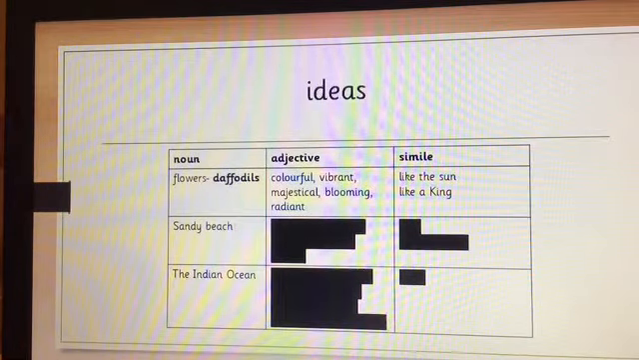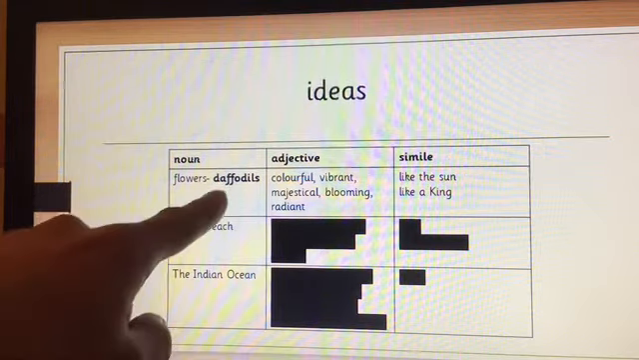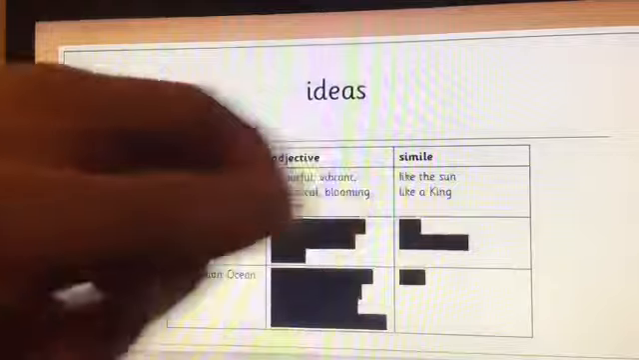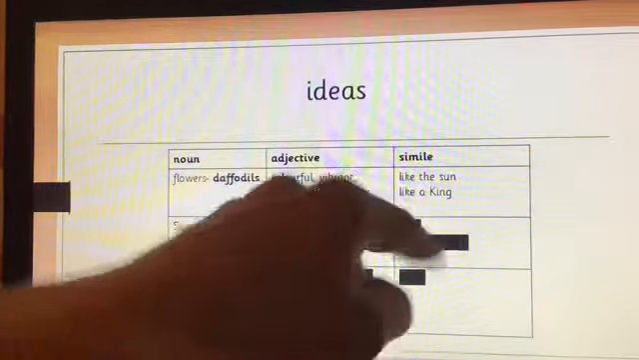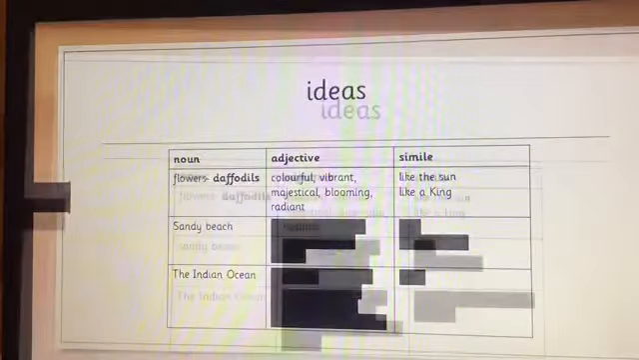Okay, so here are some of the adjectives that I thought of. Colourful, vibrant, majestical, blooming, radiant. And for similes, particularly for daffodils, I thought they could be compared to the sun. And I also thought, they could be perhaps standing majestically like a king. So those are the similes that I thought of.